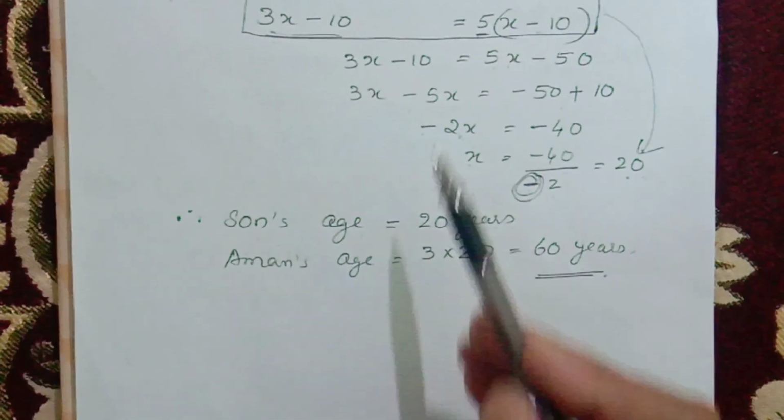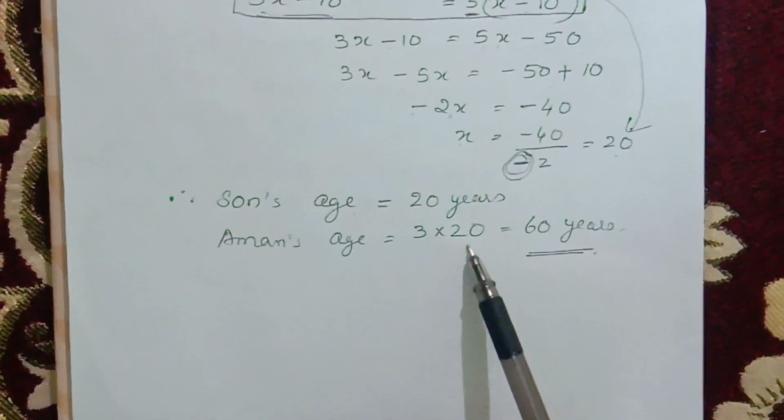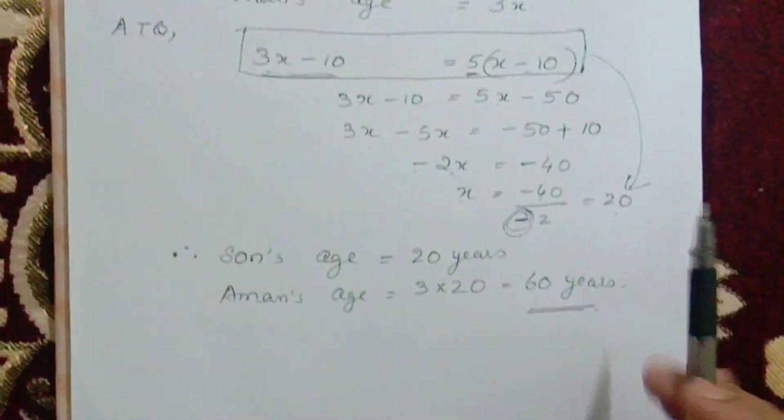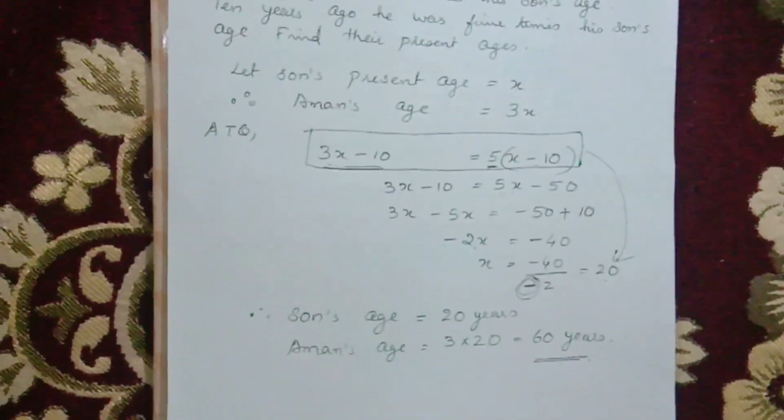And what is Aman's age? It is written 3x here. So we have to put the value of x. 3 into 20, we are getting 60 years. So this is how we are solving this question.